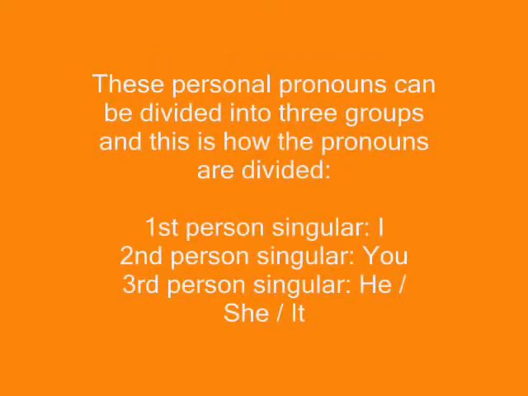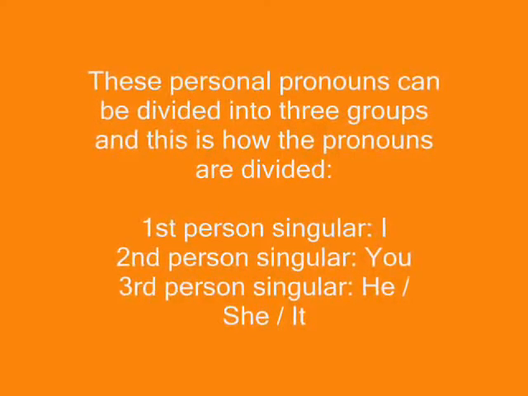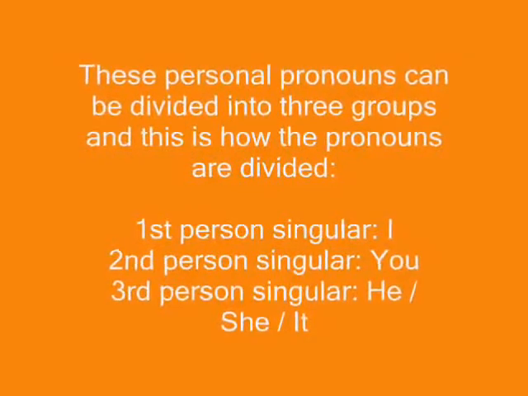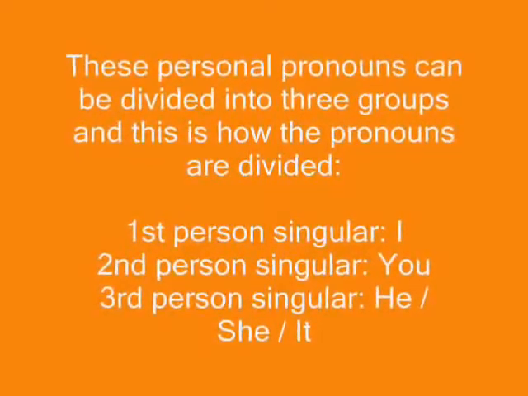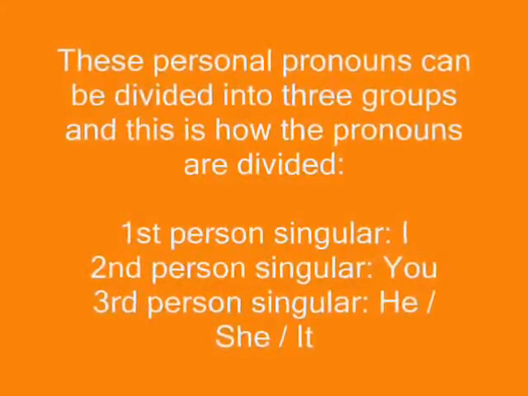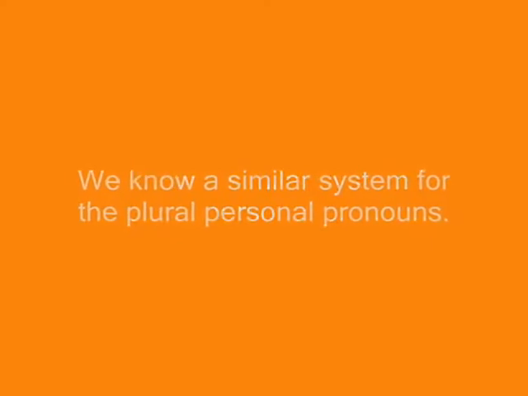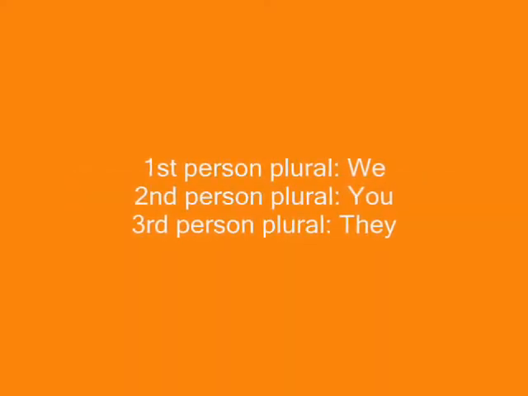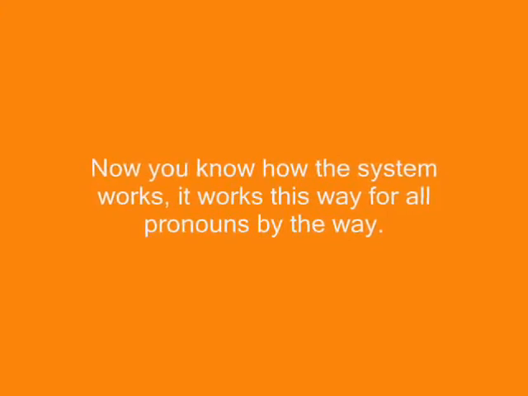These personal pronouns can be divided into three groups, and this is how the pronouns are divided. First person singular, I. Second person singular, you. Third person singular, he, she, it. We know a similar system for the plural personal pronouns. First person plural, we. Second person plural, you. Third person plural, they. Now you know how the system works.